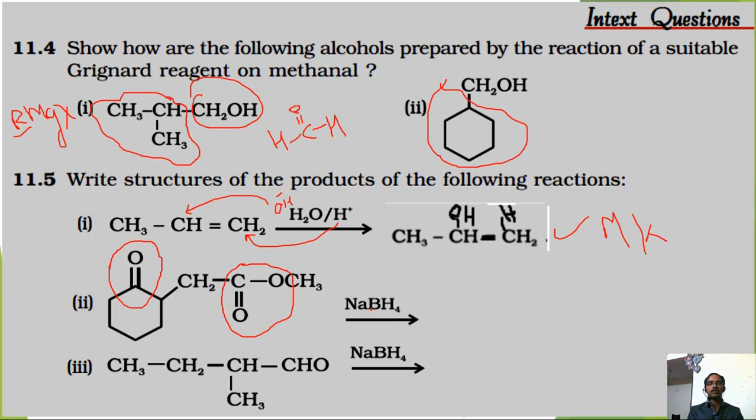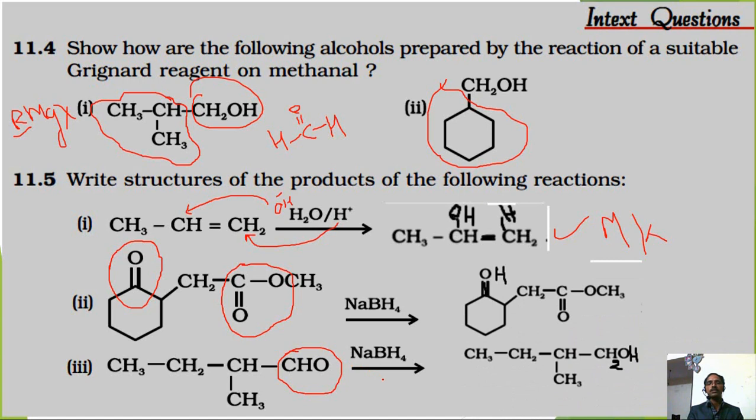So the product. Next, third one, there is only one functional group here, it will reduce to alcohol. You can see here this double bond becomes single bond, and OH; in the ester there is no effect. Next, this aldehyde becomes alcohol. Here reduction is there, here reduction is there, the remaining structure as it is.